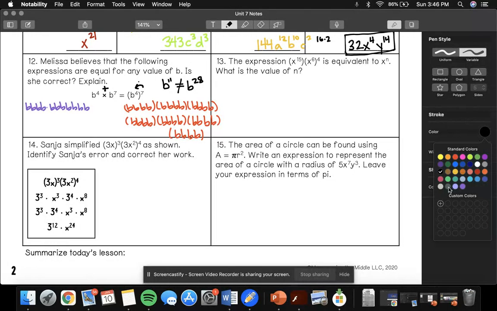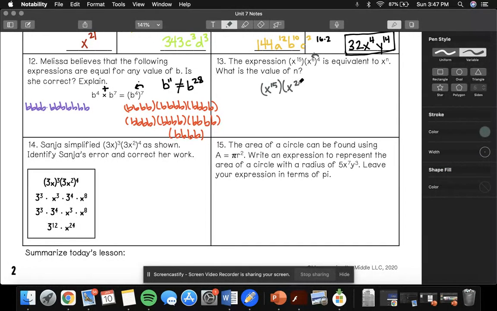Okay. This next problem, the expression x to the 15th times x to the 6 raised to the 4th power is equivalent to x to the n power. What is the value of n? So it just wants to know what would this number be that it would be equivalent to this math problem. So when I look at this, I see it's just a 1 power. It's being multiplied by something that I could simplify. So I'm going to simplify this first. We have x to the 6th 4 times. So I'm going to multiply 6 times 4. 6 times 4 is 24.